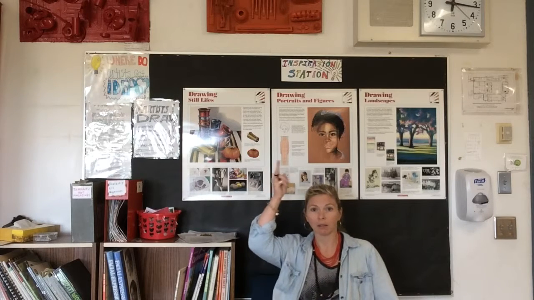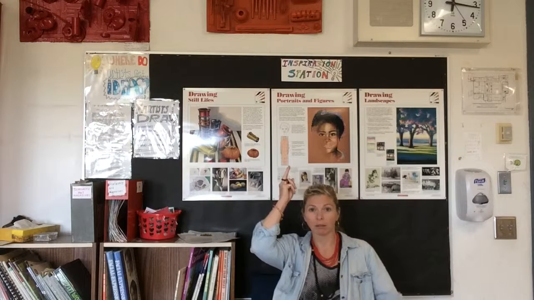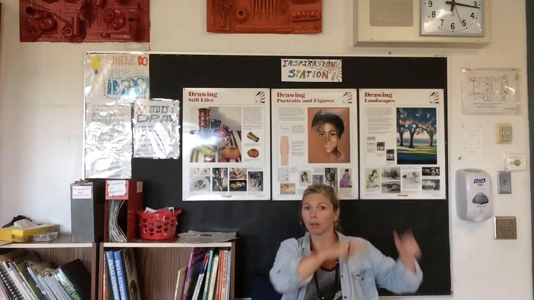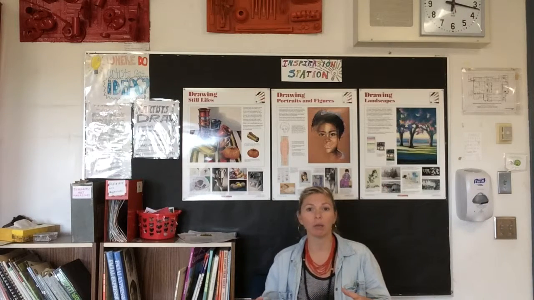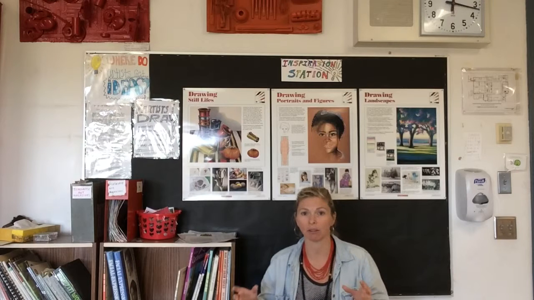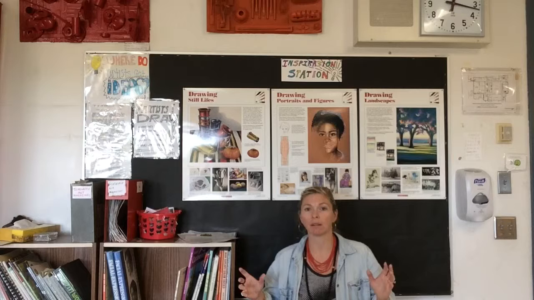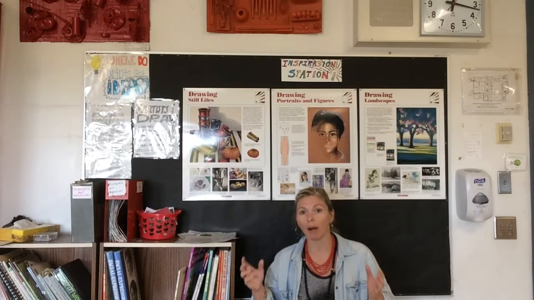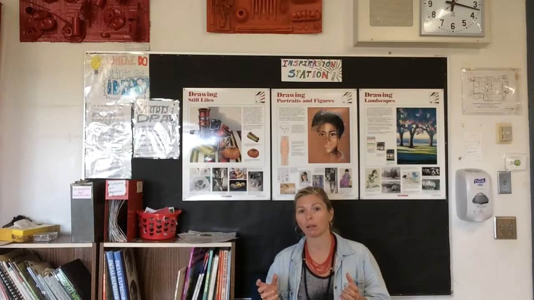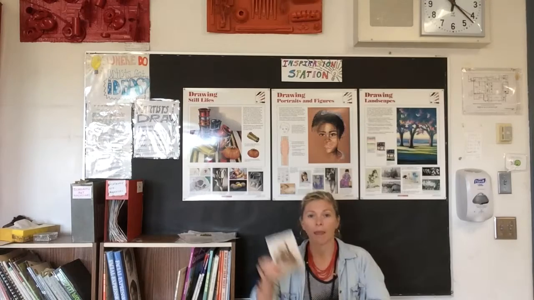Some common genres of art include still life, portrait and figure, and landscape. As you draw, I really want you to think about composition. Composition is an artist's term that means the plan, placement, or arrangement of the parts of your art piece.